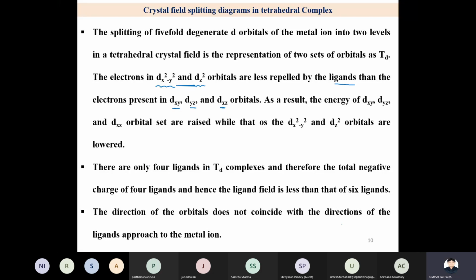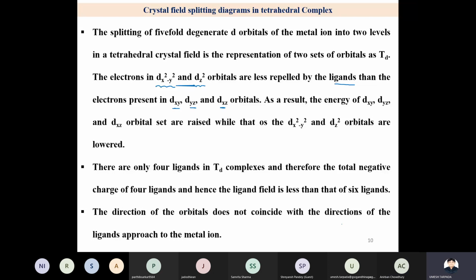There are only four ligands in a tetrahedral complex, and therefore the total negative charge of four ligands and hence the ligand field is less than that of six ligands. When you compare with octahedral, there are six ligands, so the total negative charge and field strength is much higher as compared to tetrahedral. In which case is the splitting energy higher? Octahedral is higher, yes. The octahedral splitting is more compared to tetrahedral.